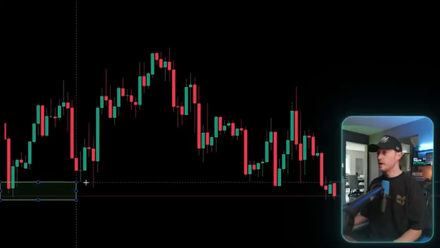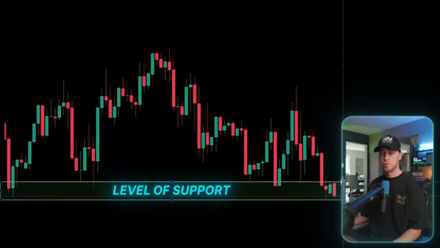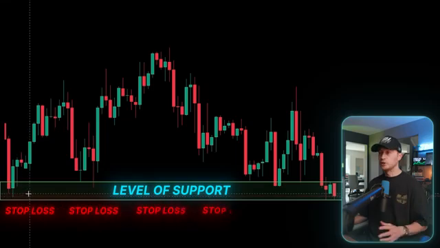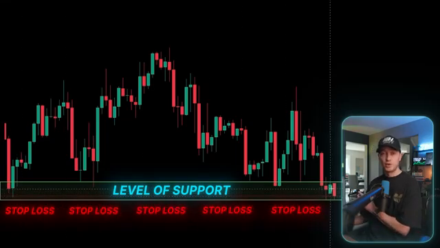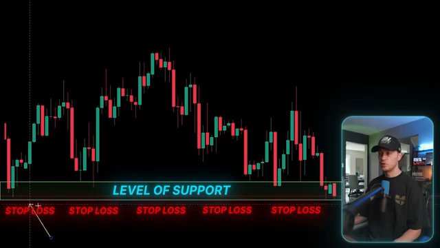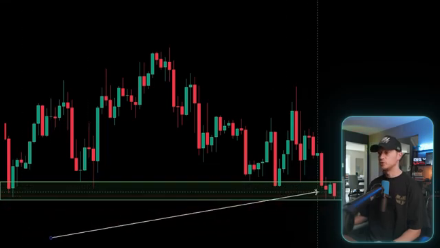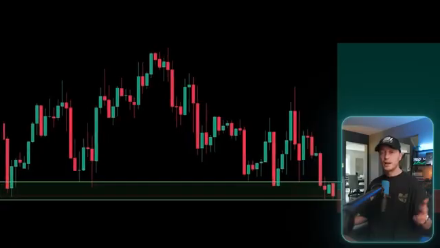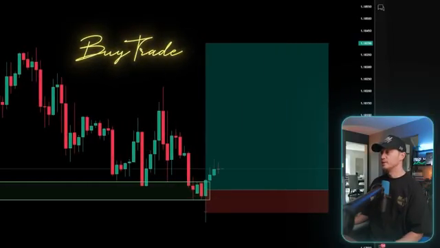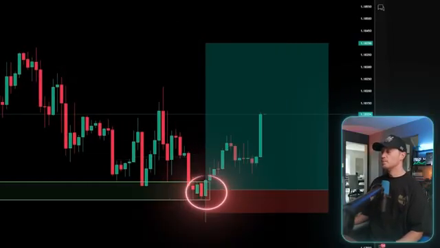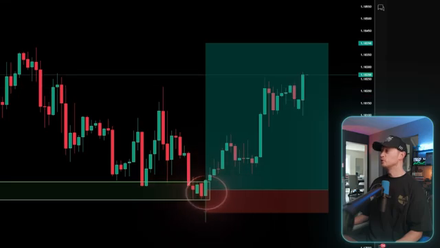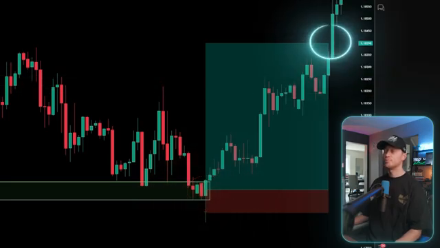Well, in this example, we have a very obvious level of support, and all the stop losses are going to be below this level. Traders see this level being respected on multiple occasions and expect that level to be respected again. So they set up their buy trade on that position, and then they get knocked out before the trade inevitably goes in their direction and hits their take profit.